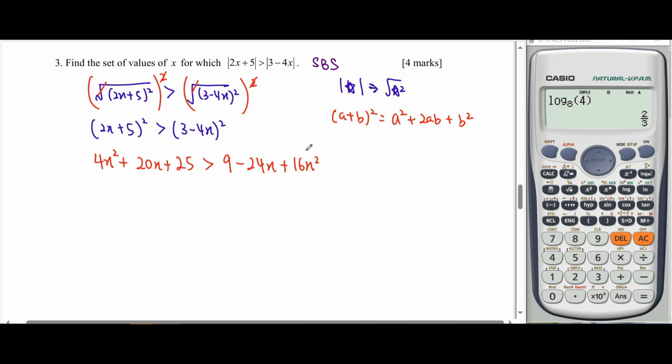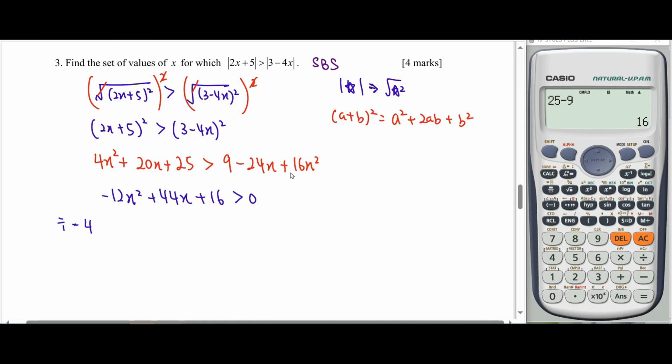So when I move this to the left hand side, it gives us negative 12x squared plus 24x minus 9. You can notice that our x squared coefficient is negative and our quadratic can be simplified. So we divide by negative 4.